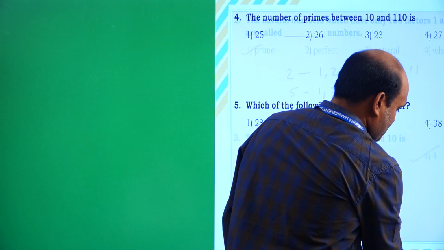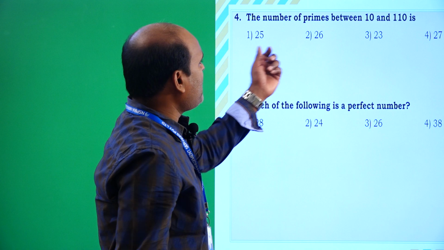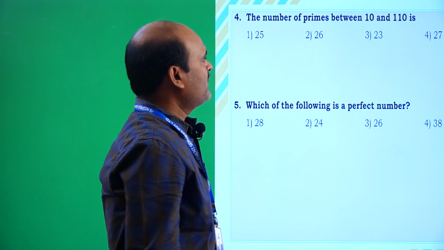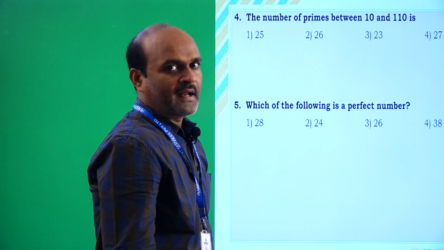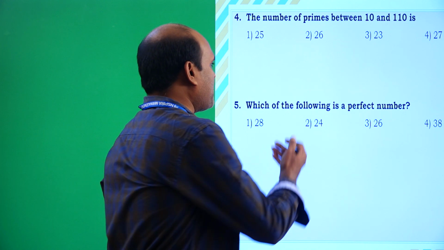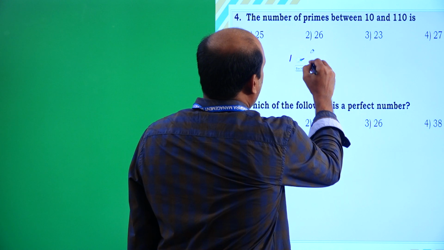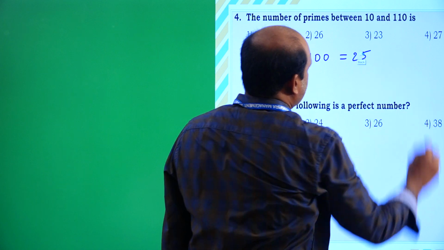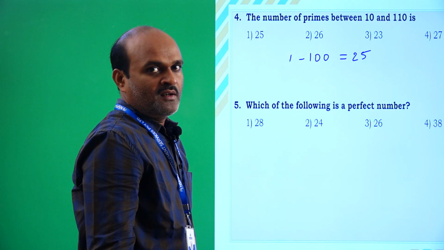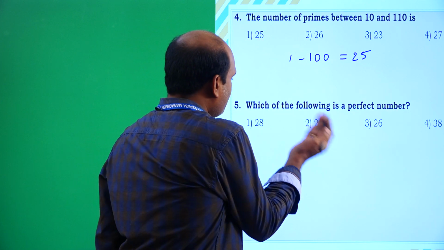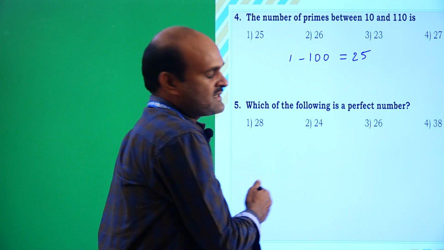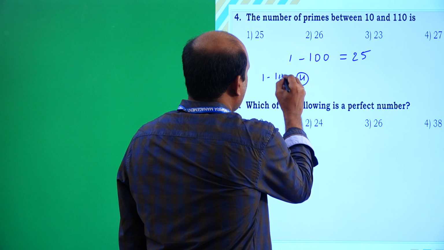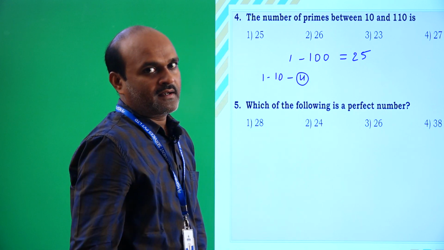Now coming to the next problem. The number of primes between 10 and 110. We know that the number of prime numbers between 1 to 100 is equal to 25. 1 to 10, already in the previous problem we discussed, how many? 4. 1 to 10, 4 prime numbers are there, right?